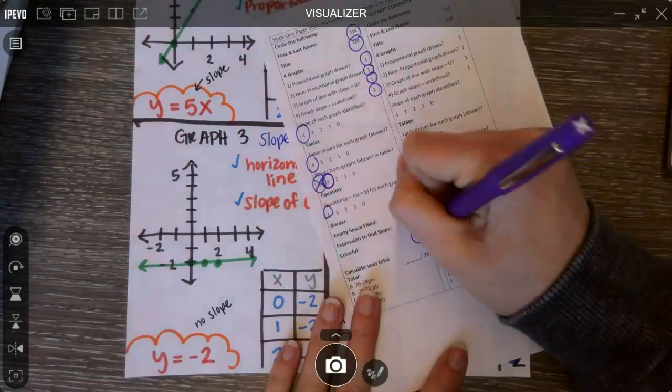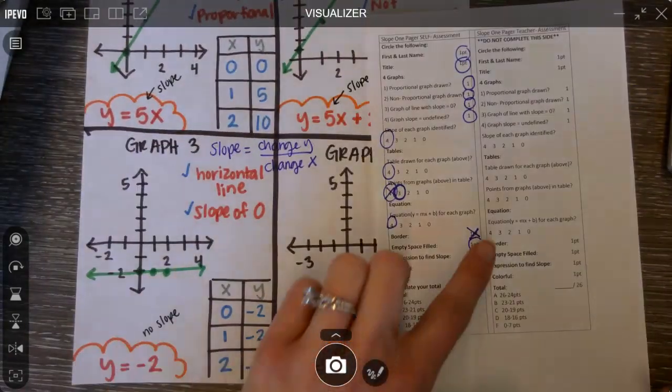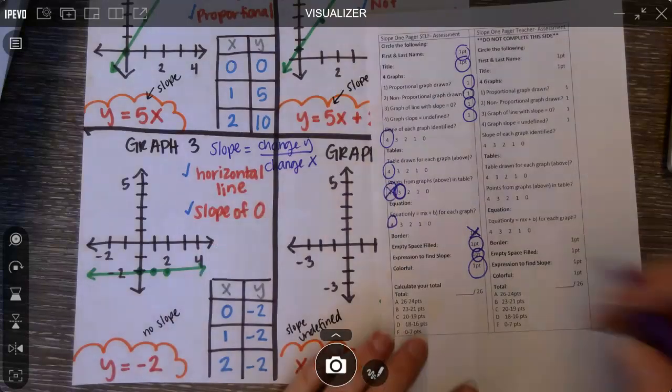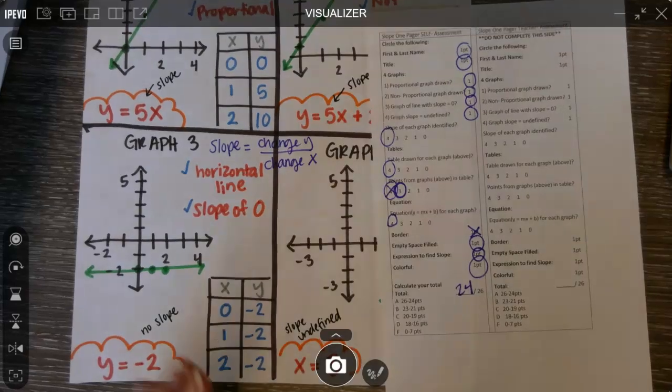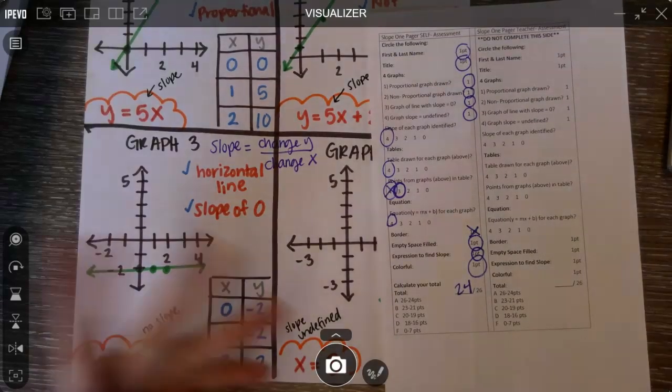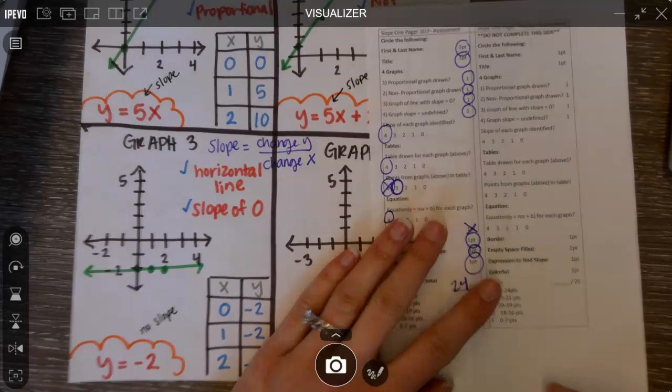Colorful, yes, 1 point. Let's see, how'd I do? So I got 2 points off. Okay, so 24 out of 26. So I still got an A. That's good. Or at least I think I'm getting an A. Miss Gru is going to decide on this side.